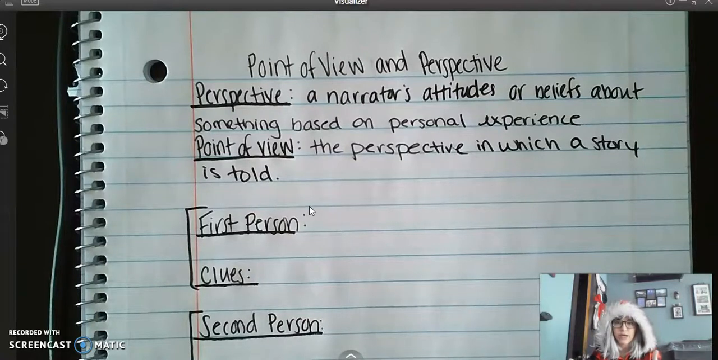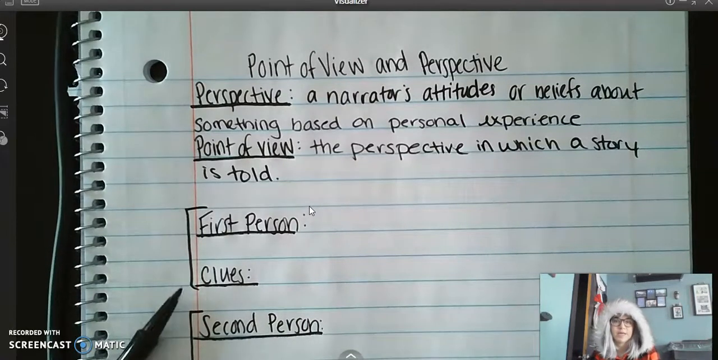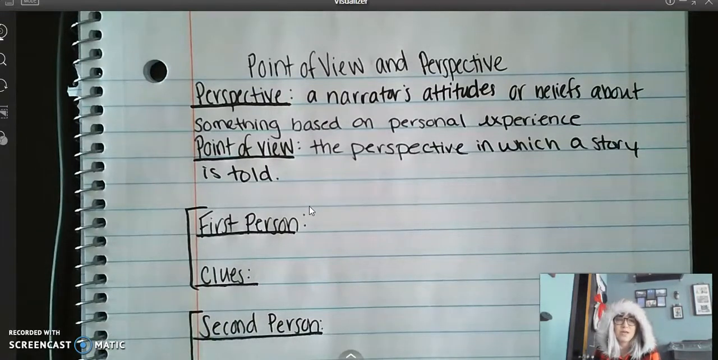Okay, so the first one we're going to talk about is first person. And I just put these brackets here because I didn't make a chart or anything. This was just a way for me to keep it organized. You do what you need, as always. If you are super creative, you can draw these into beautiful notes. Some of us don't have those gifts, so we're not going to do that.